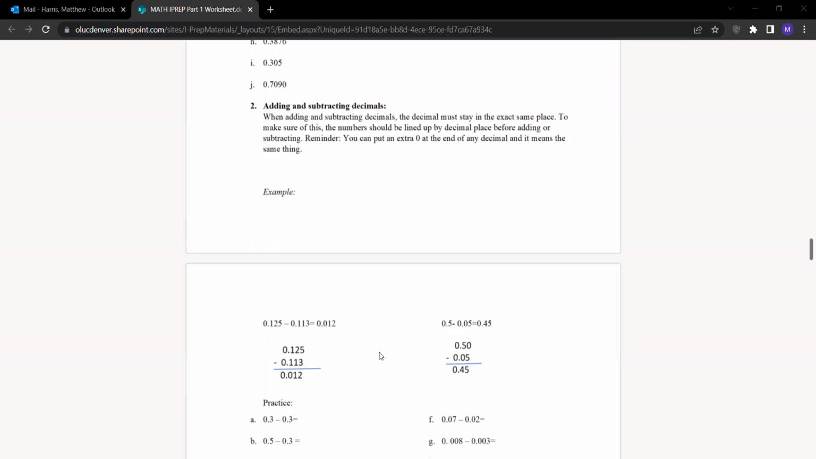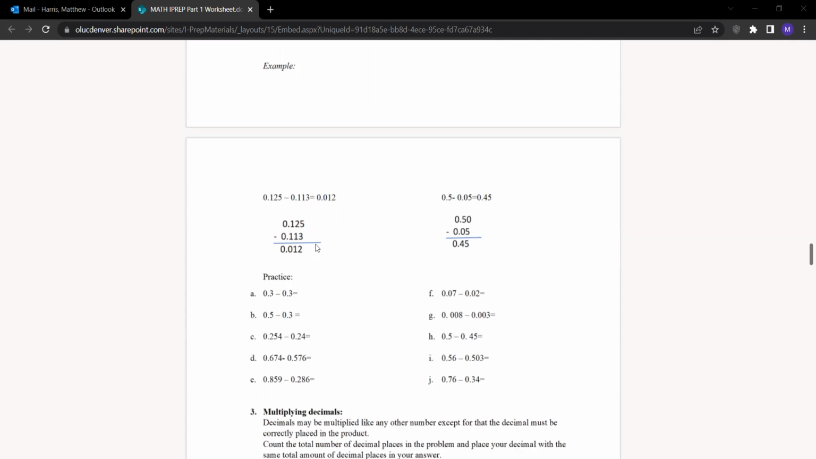So now let's talk about adding and subtracting decimals. When adding and subtracting decimals, the decimal must stay in the same place. To make sure of this, the numbers should be lined up by decimal place before adding or subtracting. Remember, you can put an extra 0 at the end of any decimal and it means the same thing. Example, 0.125 minus 0.113 is equal to 0.012. You can see that because we lined it up. It's 5 minus 3 is 2, 2 minus 1 is 1, 1 minus 1 is 0, and that's our answer. Also on the right is another example, 0.5 minus 0.05 equals 0.45, and we see it written out there.